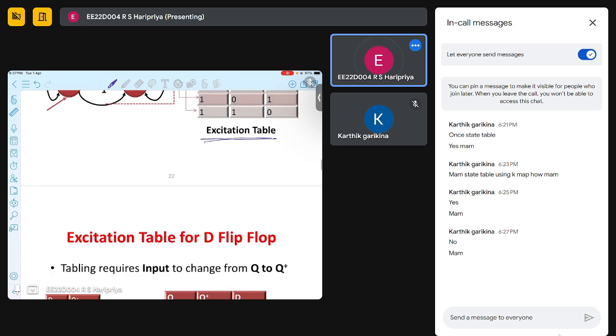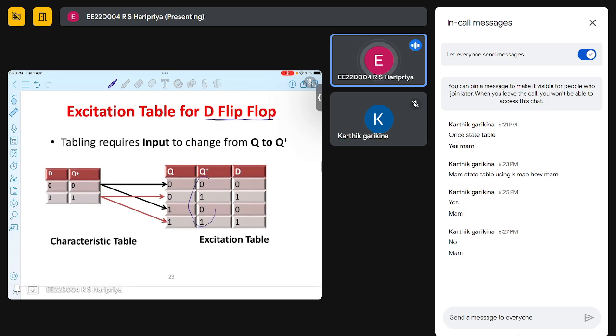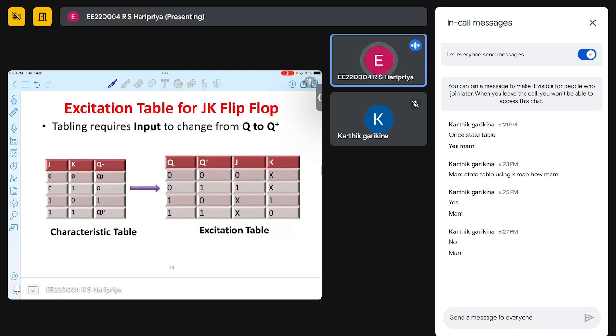So again for the D flip-flop, whatever is this value will be the D N. That is the excitation table. And for JK flip-flop, we get 0, 0. Like present state is 0, the next state is 0.